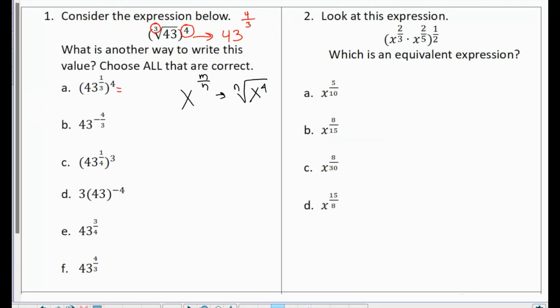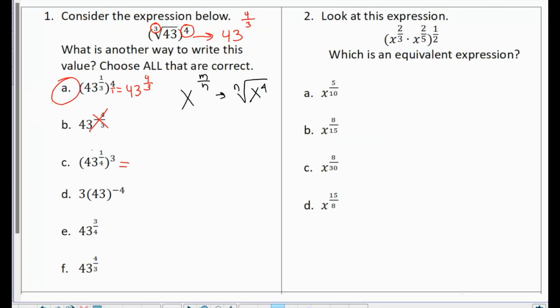Let's start with this one. Now, here I have a power to a power. That means I multiply. So I can put this over 1, and now I can just multiply across. So I have 43. 4 times 1 is 4. 3 times 1 is 3. And that one works. Now, this is a negative, so this is not going to work.